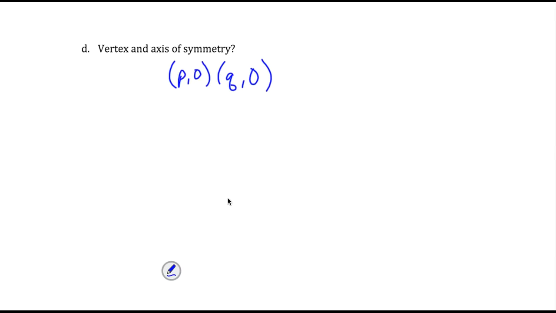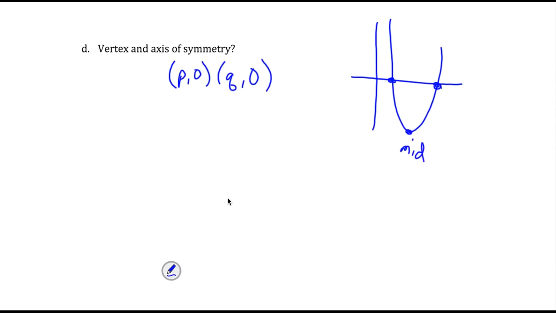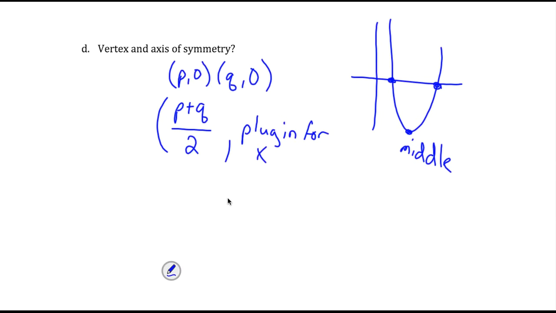But the relationship is that because of symmetry, if my x-intercepts are here and here, the vertex needs to be in the middle. Middle is really the same thing as saying average, right? So p plus q divided by 2. Basically, taking the average of your x-intercepts is going to give you the x value of your vertex. And then again, you have to plug in for x to find the y value.